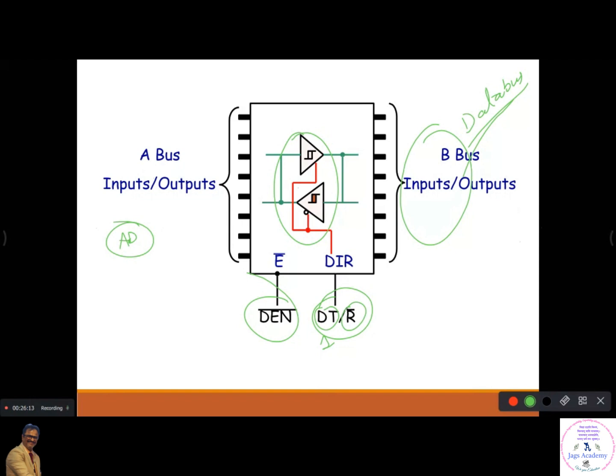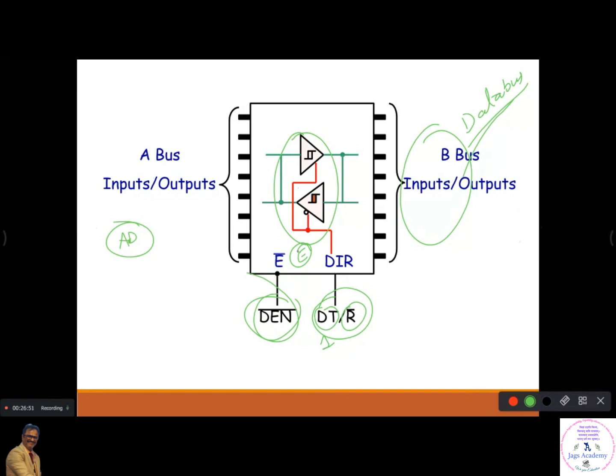Whenever the microprocessor wants to exchange data, the multiplexed address data bus is now acting as the data bus, right? So during that time your data enable goes low. Data enable going low means this chip will be activated. When this is activated, at the same time, whenever the microprocessor wants to transmit data, this will become 1, right? So whatever data is available in the address data bus will be available on this data bus.